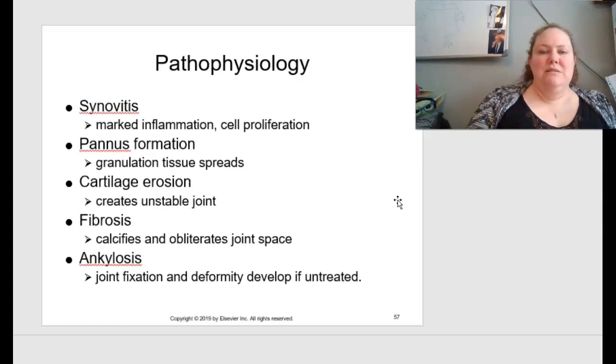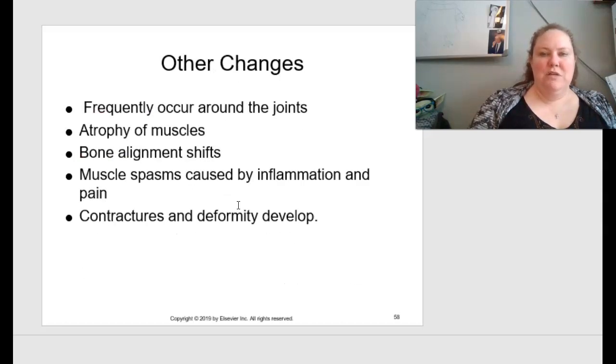So the pathophysiology of it is we have synovitis, and this would be, itis is an inflammation of what? The synovial area. So this would be marked inflammation, and then cell proliferation that occurs. You have a pannus formation, and this would be where you have a granulation tissue that is going to be spreading. You can have cartilage erosion, and this is going to create an unstable joint. You can have fibrosis, and this is where you would calcify and obliterate the joint space that would be there. And then you can have ankylosis. Oh my Lord, I can't say that. Ankylosis. And this would be where you have joint fixation and deformities that can develop if they are left untreated.